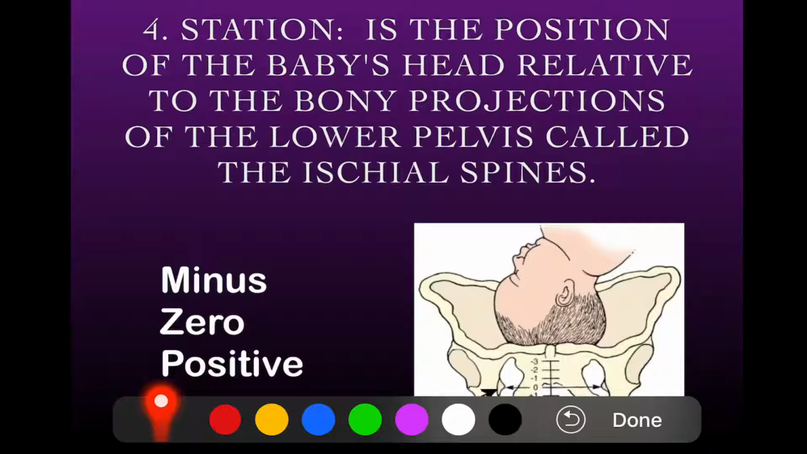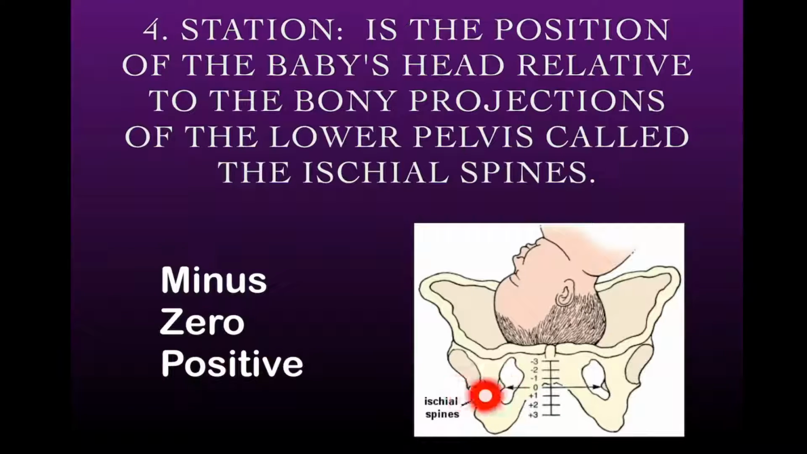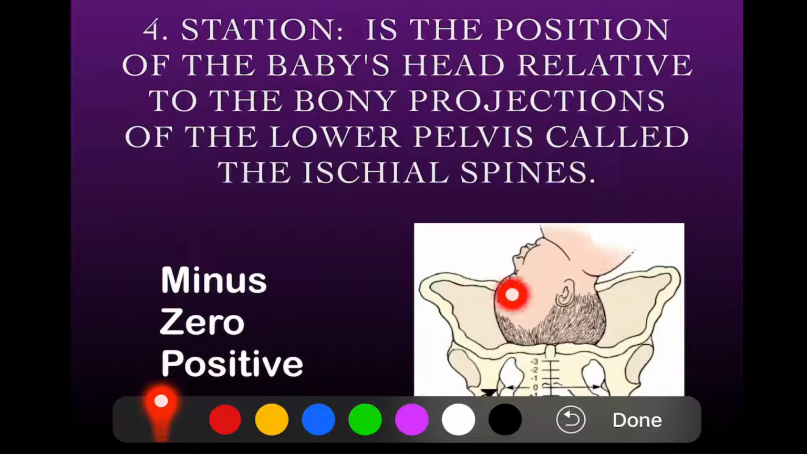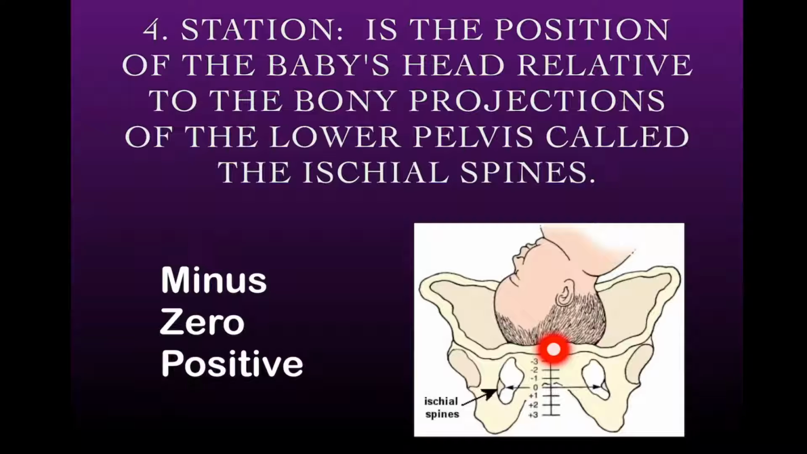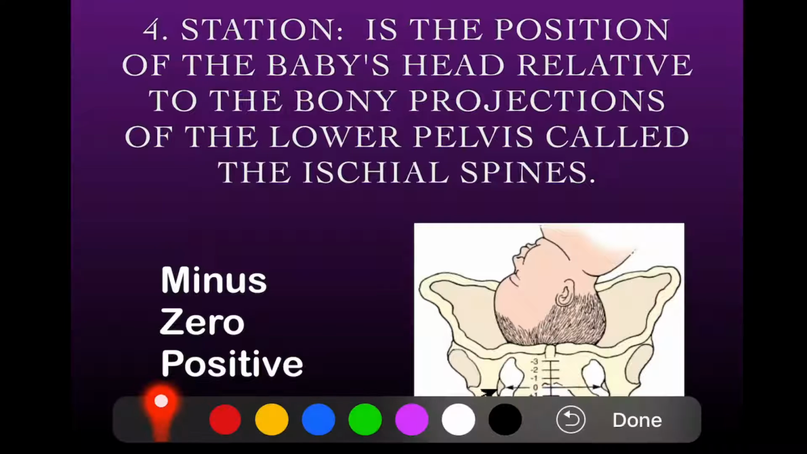For station, what is the meaning of station? This is your baby here. Station is the position of the baby's head relative to the bony projection of the lower pelvis, called the ischial spine. This is the ischial spine. You will calculate the station of the baby. Above is the minus result, here is the 0, and below is the positive.